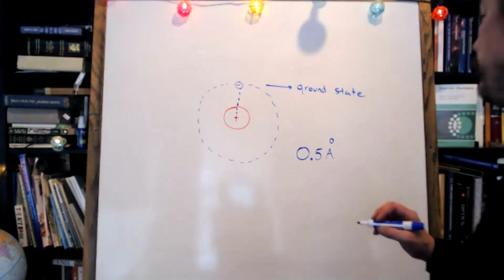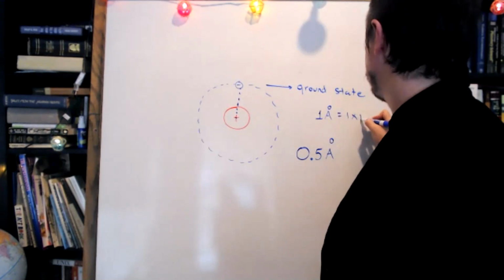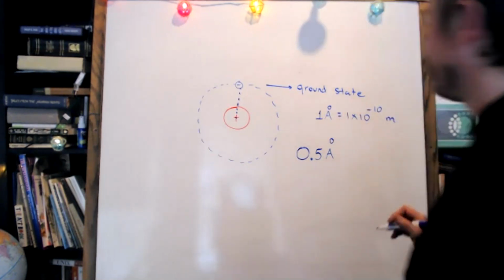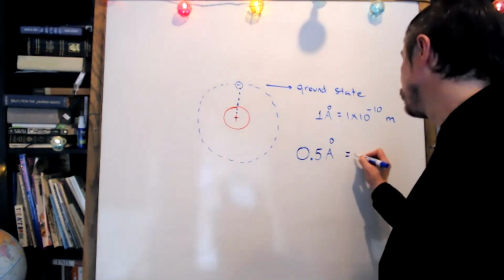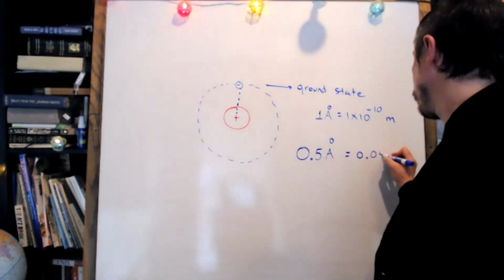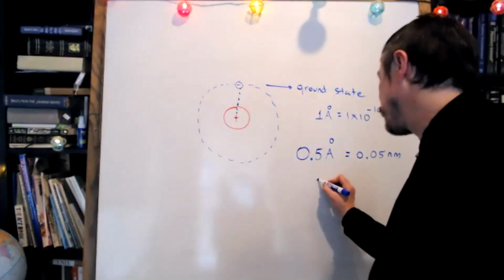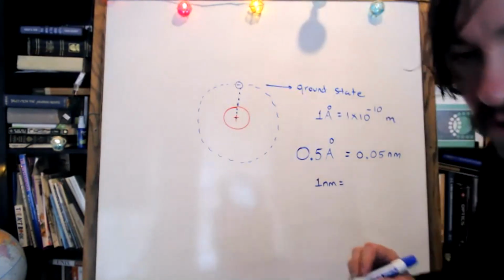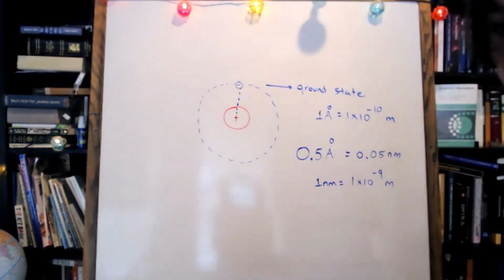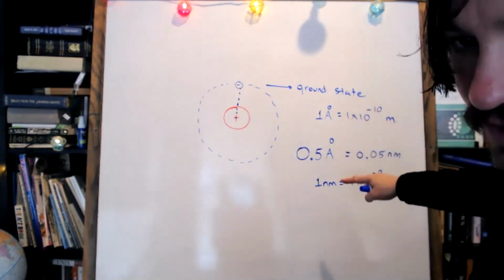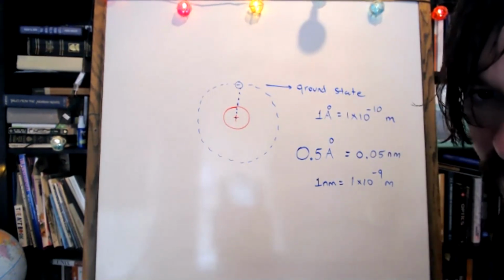0.5 angstroms, where I've introduced a new unit called the angstrom. An angstrom is 1/10,000,000th of a meter. You might be more familiar at this point with nanometers. 0.5 angstroms is 0.05 nanometers. And I'll remind you that 1 nanometer, which we use in our homework all the time, is simply a billionth of a meter, 1 times 10 to the minus 9. Both angstroms and nanometers are going to appear in our labs today, so I figured I'd throw it out there.